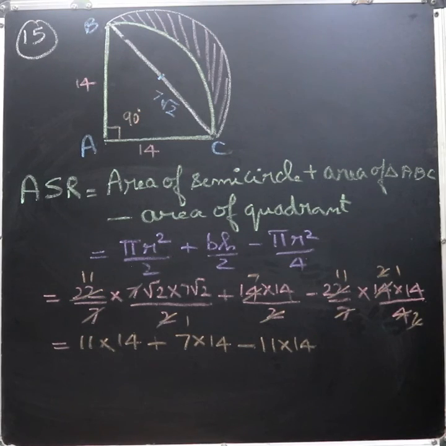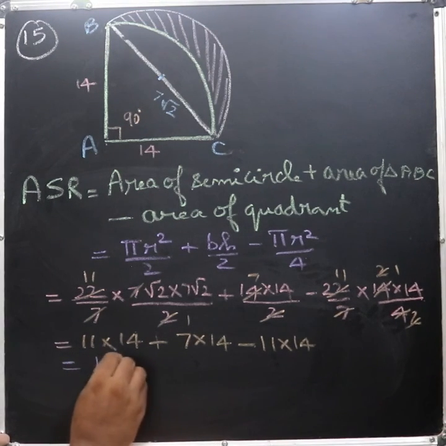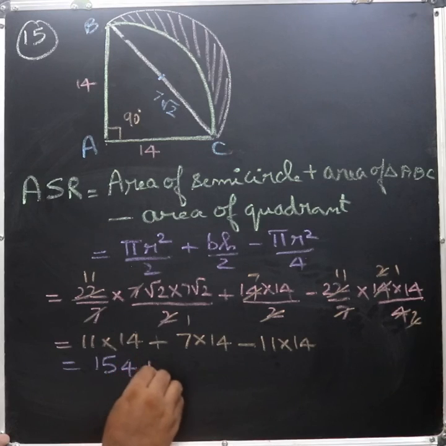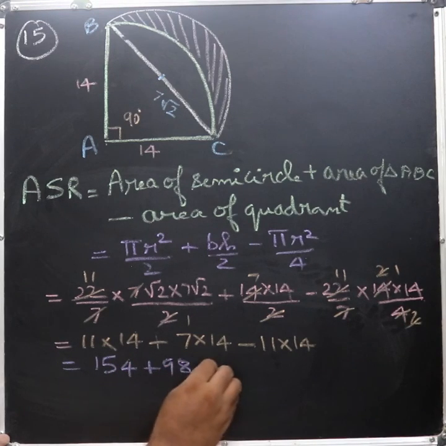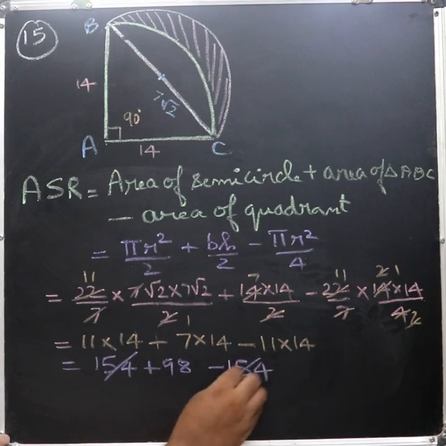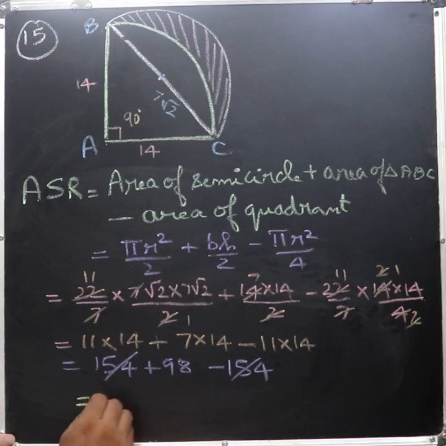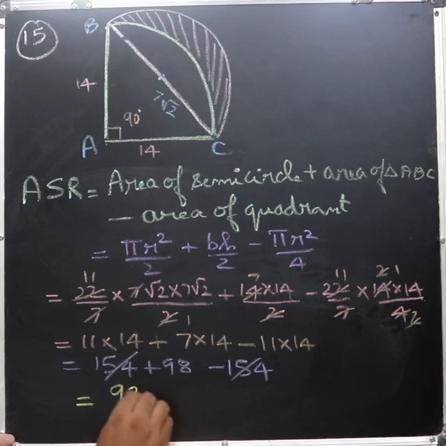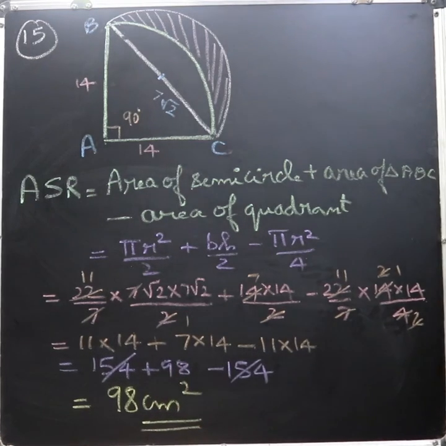Now when you multiply, you have 11 into 14 is 154 plus this is 98 minus 154. So 154 and minus 154 will get cancelled. The remaining leftover area is the area of the shaded region, that is 98 centimeter squared. So the area of the shaded region is 98 centimeter squared.